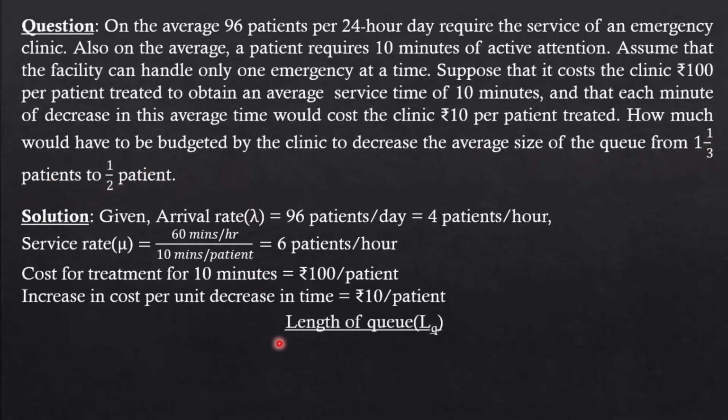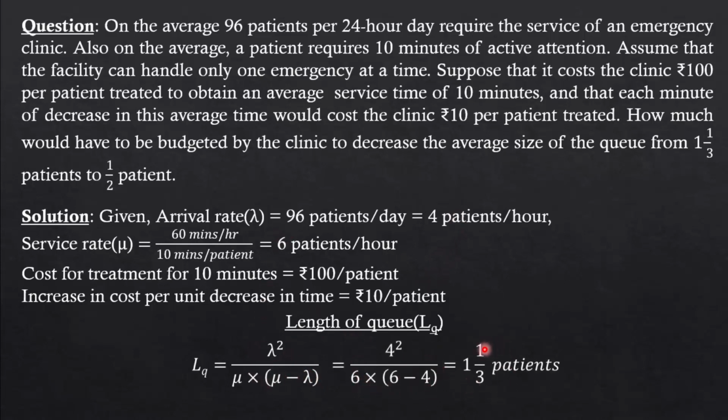First of all, let us check whether this arrival rate and service rate give this length of queue. We know that the length of queue is given by LQ, which is equal to lambda square by mu multiplied by mu minus lambda. Let us put the value of lambda equal to 4 and mu equal to 6. So we'll get 1 by 3 patients. That means for this arrival rate and service rate, we will have the length of queue as 1 by 3.